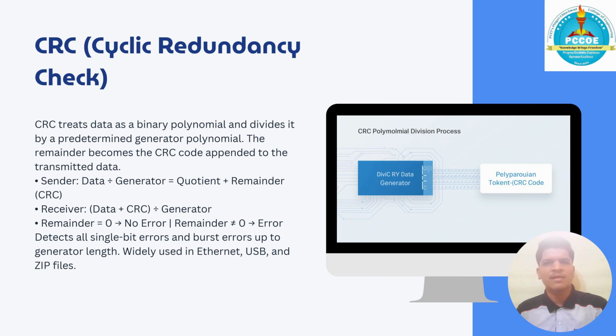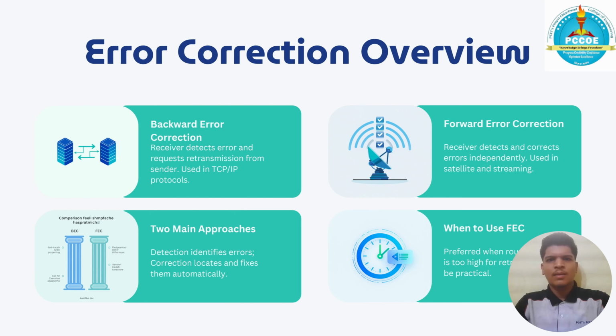This is why CRC is the standard used in Ethernet, Wi-Fi, USB, and even zip files. It's the industry benchmark for error detection. Now let's move to error correction. There are two broad approaches. The first is backward error correction, also called ARQ, automatic repeat request.